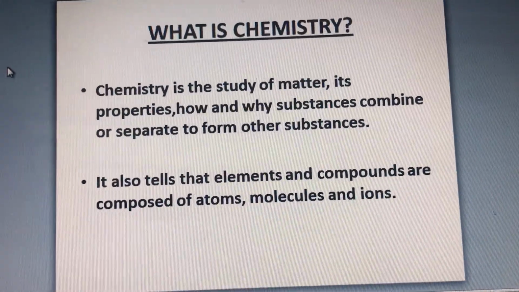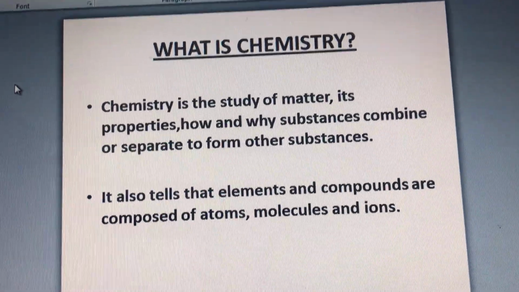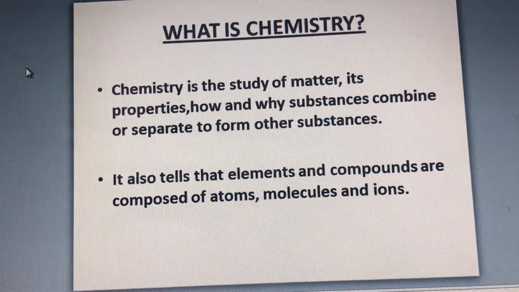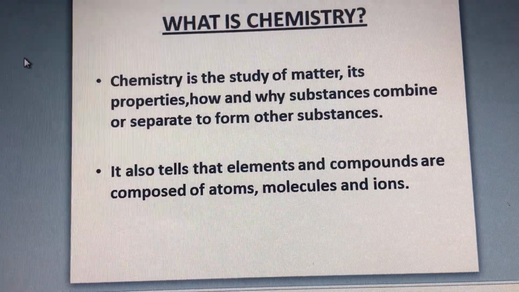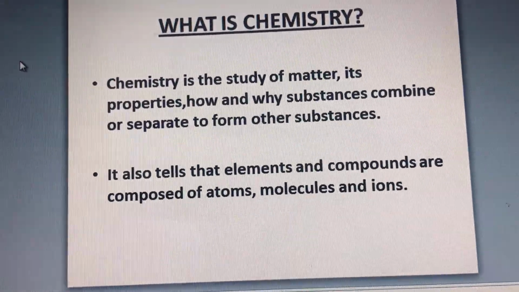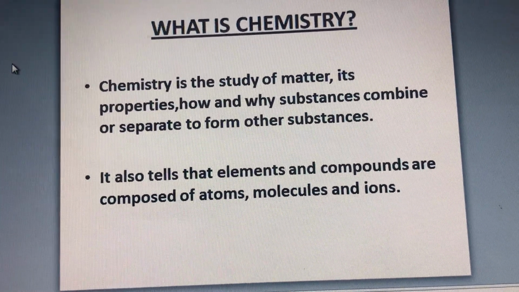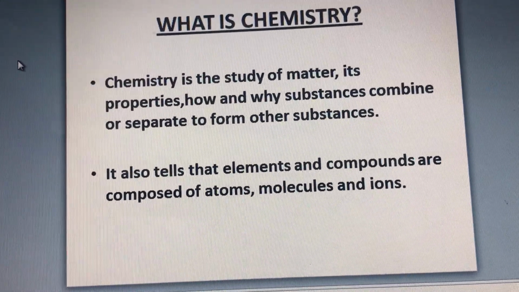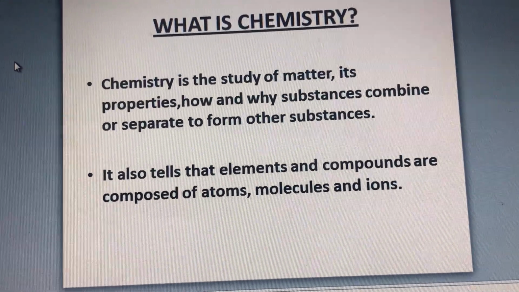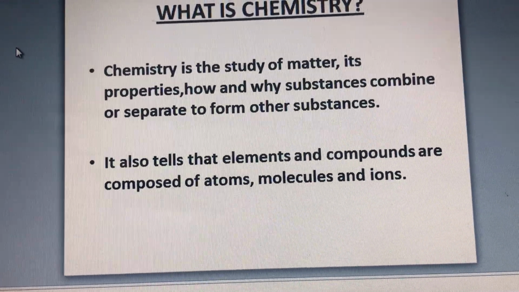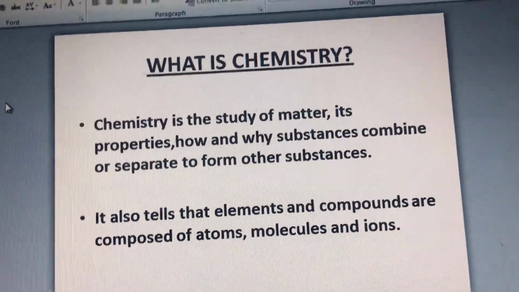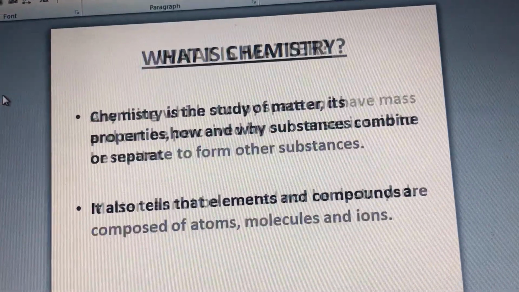But before starting the lesson, I would like to ask you all, what is chemistry? Chemistry is the study of matter, its properties, how and why substances combine or separate to form other substances. Chemistry also tells us about the elements in compounds, which are generally composed of atoms, molecules, and ions. Now let's come to the chapter.